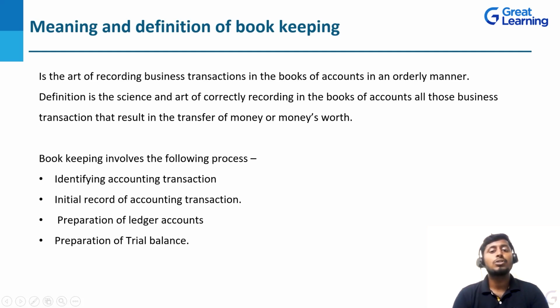So what is the process of this bookkeeping? We have 4 steps or 4 processes involved in bookkeeping. The first one is identifying accounting transactions, only those which are related to accounting. So only money and monetary worth transactions we need to record, correct?